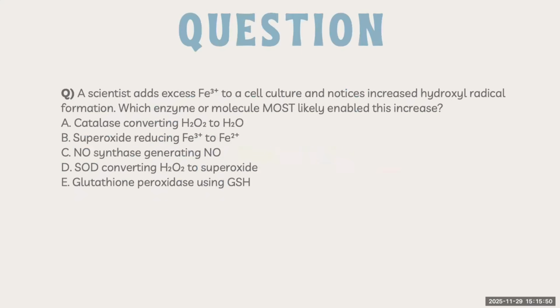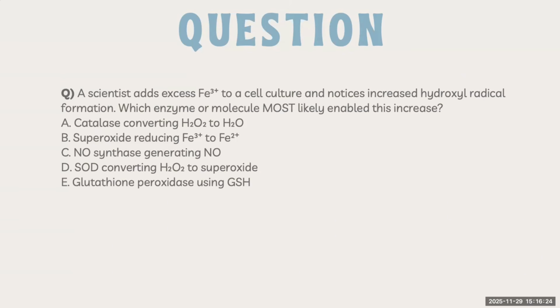Now, a question for you guys again. A scientist adds excess ferric iron into a cell culture and notices increased hydroxyl radical formation. What enzyme or molecule is most likely enabled by this increase? Answer in the chat. Okay. Yes, the answer is B.